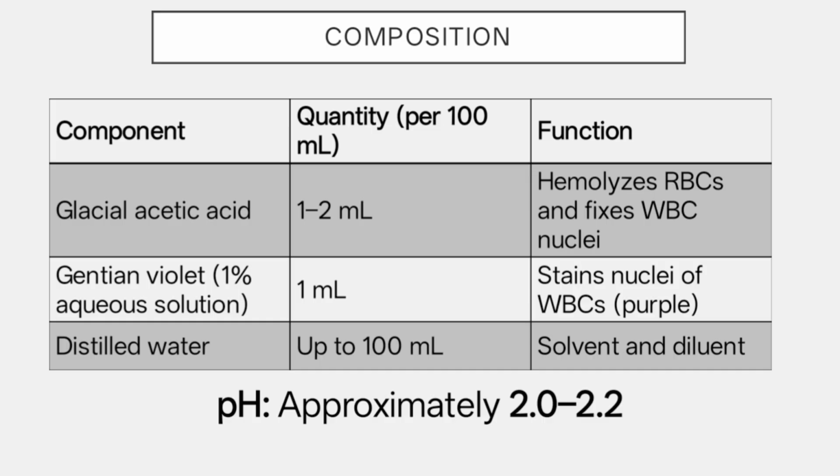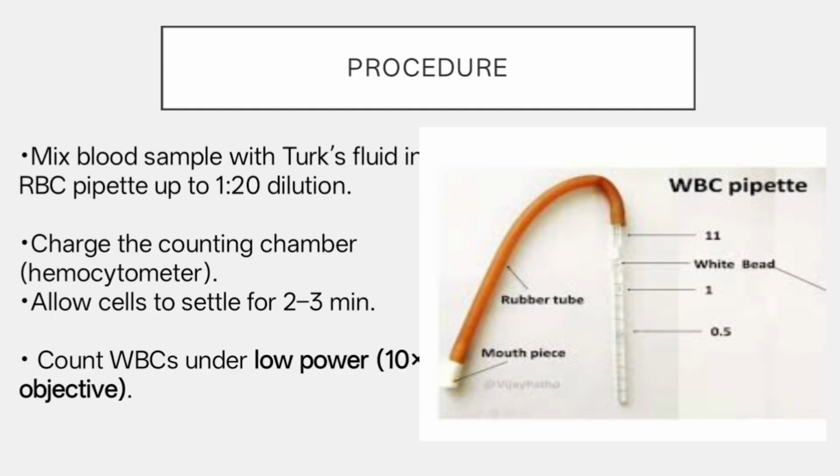So it contains glacial acetic acid. What is the function of that? It hemolyzes RBCs and fixes WBC nuclei. Gentian violet 1% aqueous solution stains the nuclei of WBCs. So the RBCs are destroyed, then WBCs are fixed and their nuclei are stained. Glacial acetic acid will cause the hemolysis of RBC and fix the WBC nuclei, and gentian violet will stain the WBC nuclei. And the pH is approximately 2 to 2.2.